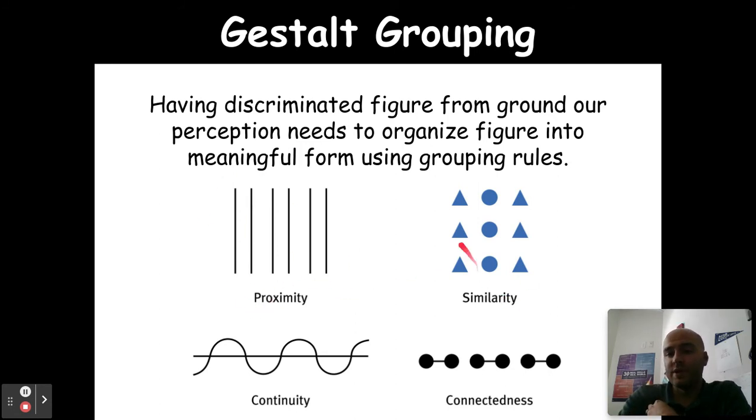Here, when you look at this, you're probably thinking, oh, there's 3 lines, a line of triangles, a line of circles, and a line of triangles. Because of their similarity to one another, we group them that way.